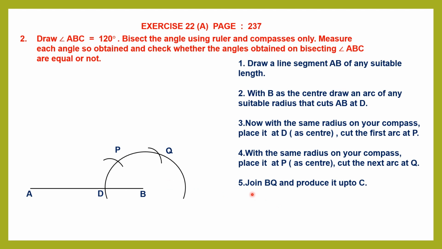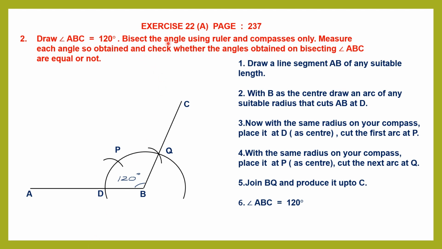Then the next step, join BQ. So we have to join B and Q, the 2 points here, point B and point Q, join it and produce it. That means extend it up to C. So we have done that, we have extended it up to C. Now, angle ABC is equal to 120 degrees. This was asked in the question. Angle ABC, so that means this portion is 120 degrees. So we have constructed an angle of 120 degrees. This is the first part.